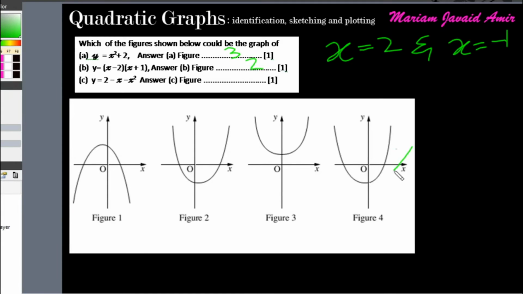It can't be figure 4, although they look a little alike, but there the negative value is bigger and the positive value is smaller. In our case it's actually the opposite, so that's figure 2. And figure 3, for part C, the coefficient of x square is negative. So that means the graph will be inverted U. So we only have figure 1, which is an inverted U graph. So the answer for part C is simply figure 1.